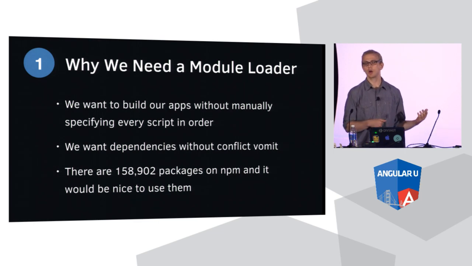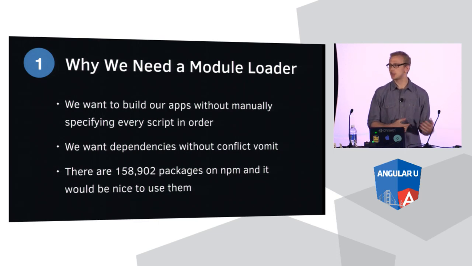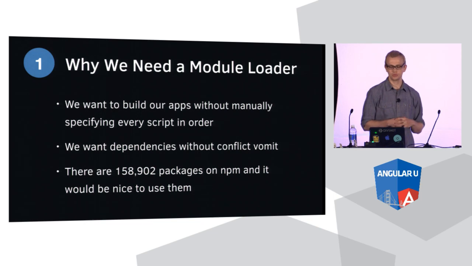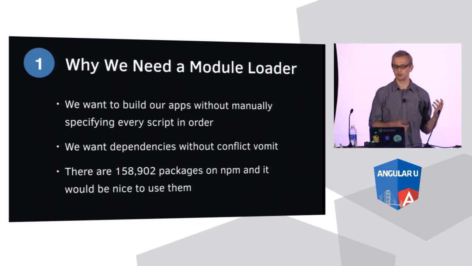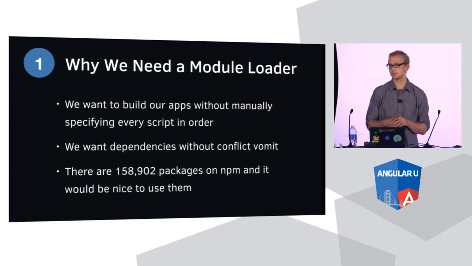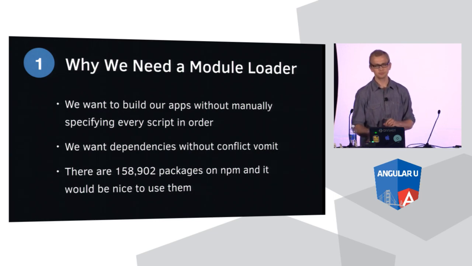We want dependencies without conflict, so we can have Unix-style development of single-role packages, and we don't really have to know what goes on under the hood. And lastly, there are 158,902 packages on NPM. This number is surely already out of date. And it would be really great to use them. NPM is an amazing ecosystem that we're going to cover a little bit later. And so that's something that we would love to do in order to fulfill that goal of having Unix-style development in JavaScript.